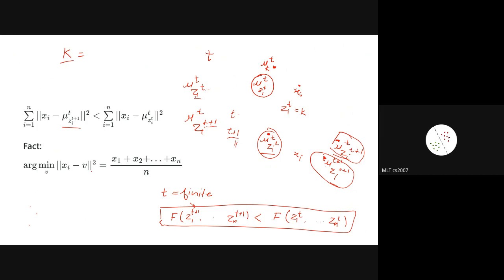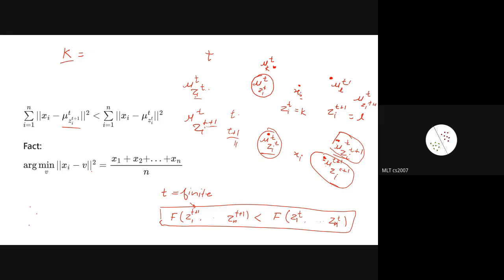So this point is my mu zit t, right? And in the t plus one iteration, this xi point is not happy with this cluster, so it wants to jump into another cluster. It means that the distance to some other cluster mean is smaller. Let's call that other cluster mean mu l. So xi is nearer to the lth cluster than the kth cluster, and in the t plus one iteration it wants to go to the lth cluster, right? So what will be the value of zi t plus one? L, because in the t plus one iteration my ith data point wants to go to the lth cluster. So I can replace this mu l with mu zi t plus one.